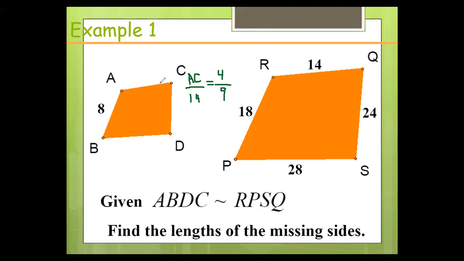Okay, then every time to find the missing side, you are going to use the scale factor for the two polygons, because we said that the two polygons are similar. And we already used two corresponding sides and we found the scale factor. Then to find the length of AC, you are going to multiply 4 times 14 divided by 9. What are we going to do to find CD? How will we find CD?